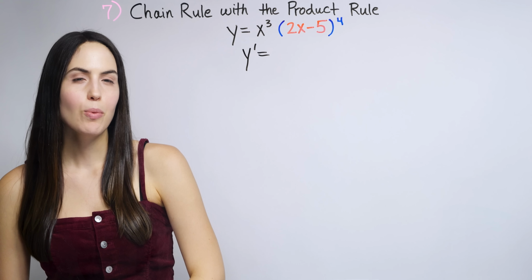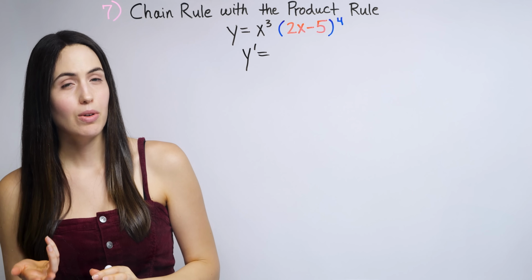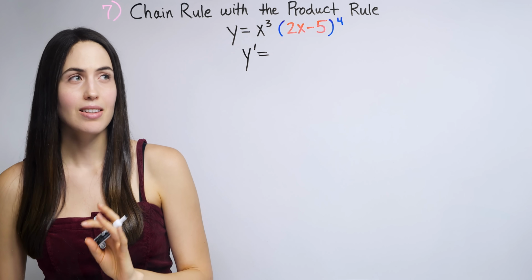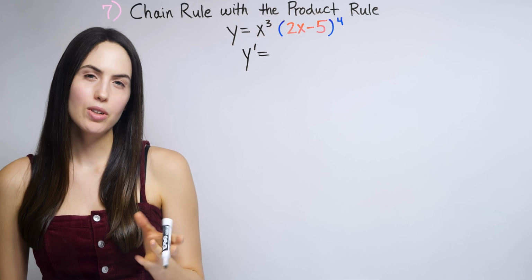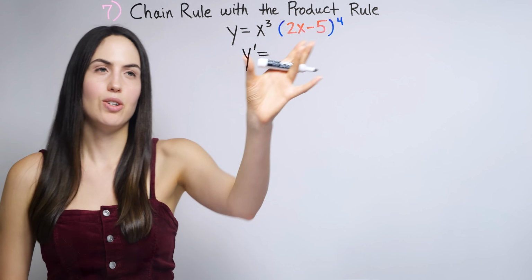Okay, so a bunch of you have asked me, what do you do if you have the chain rule combined with the product rule? Do you use the chain rule first or not? Good question. Not obvious. By the way, if you don't know the product rule, you can check out my derivatives how-to video to see that. But let's look at our equation here.